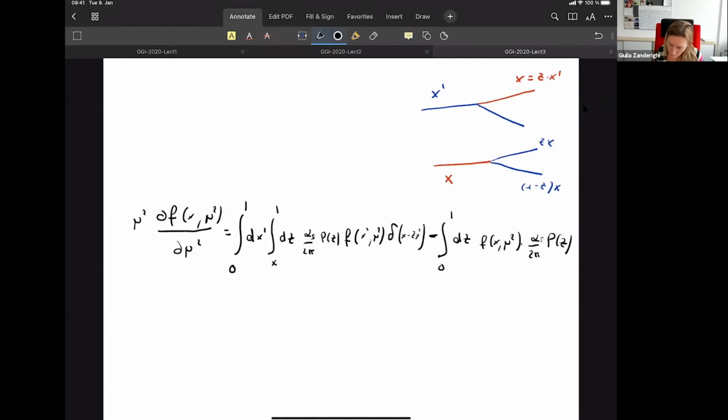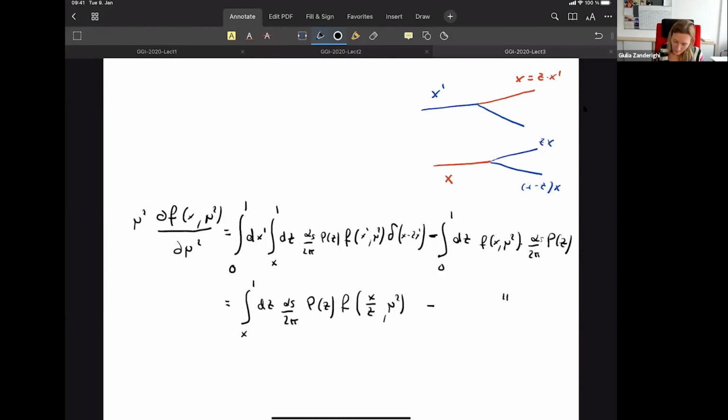Now you see here I have only one integral, here I have two, but I have a delta function. So I can get rid of the delta function, so get rid of the x prime integration, for instance. So this becomes the integral in z from x to 1, alpha_s over 2 pi, P(z), and I get f of x over z, mu squared, minus, and here I have exactly the same thing. So this means the same.